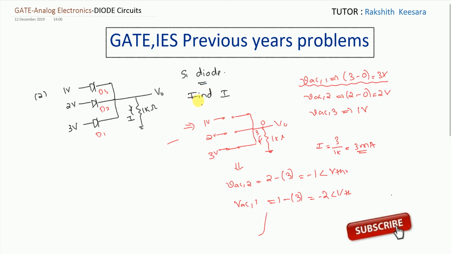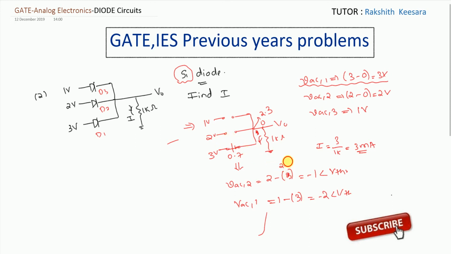Sorry guys, there is a small mistake here. He mentioned it is a silicon diode, but I took this as an ideal diode. If this is a silicon diode, when the diode is turned on, what will be the equivalent circuit? There should be 0.7 volt here. So what is the voltage appearing here? 3 minus 0.7 is 2.3 volt.